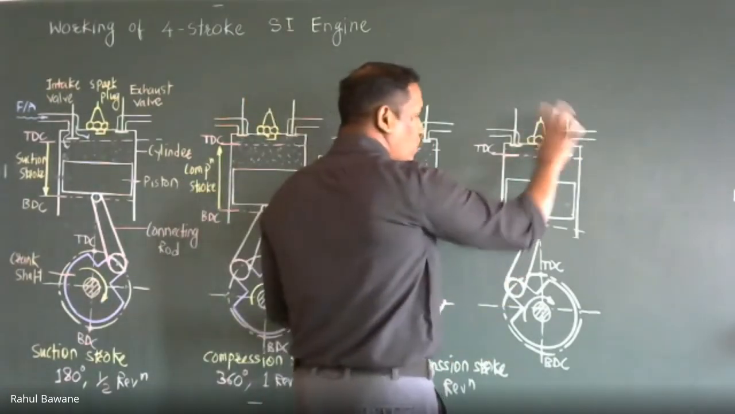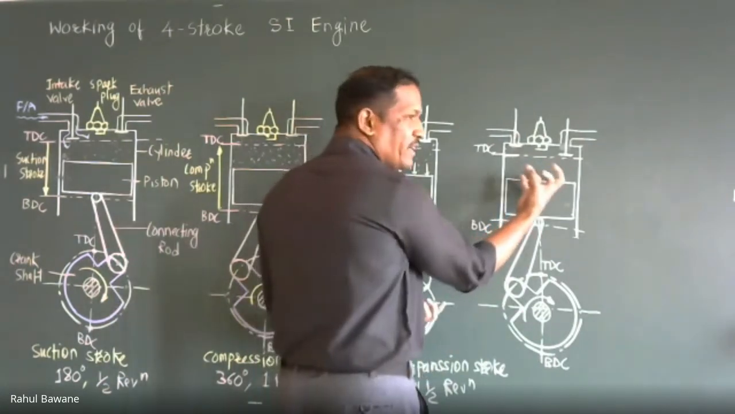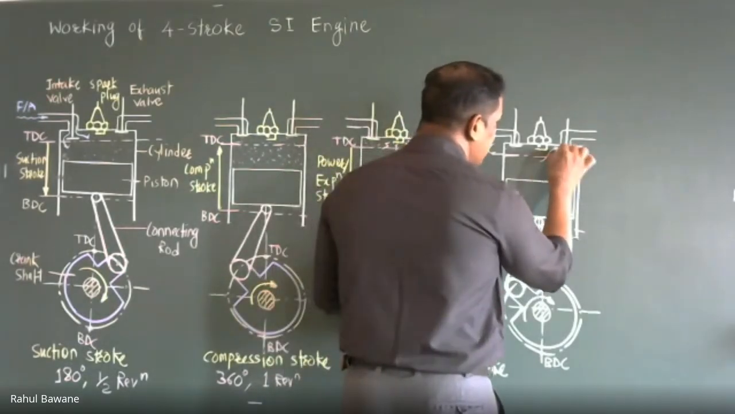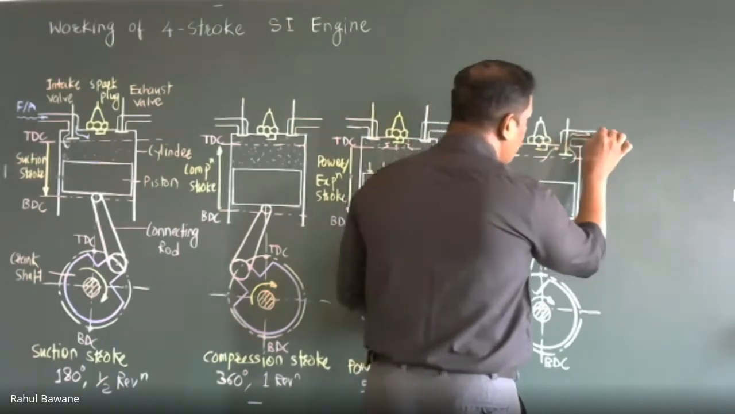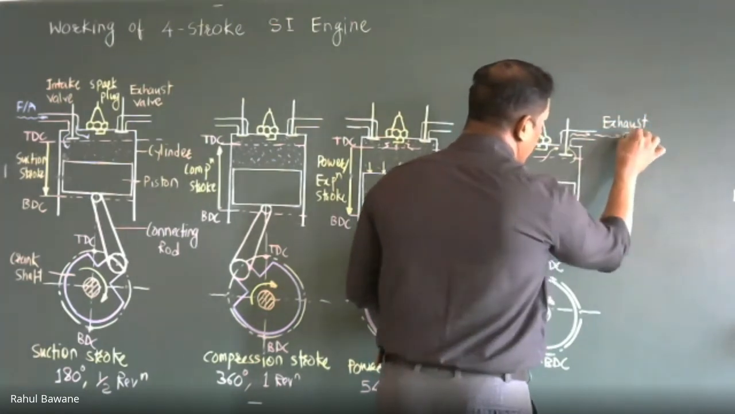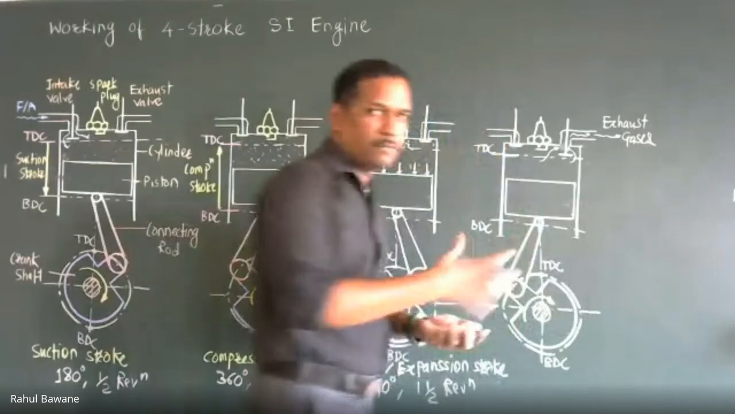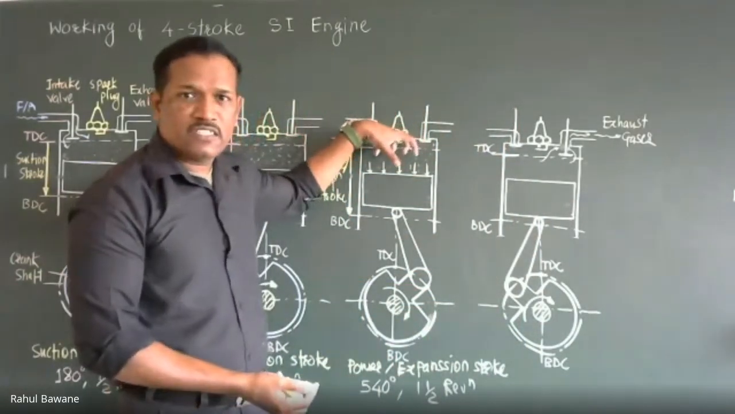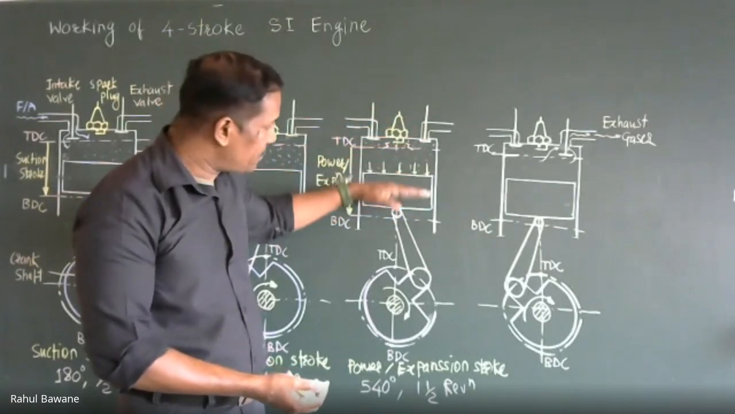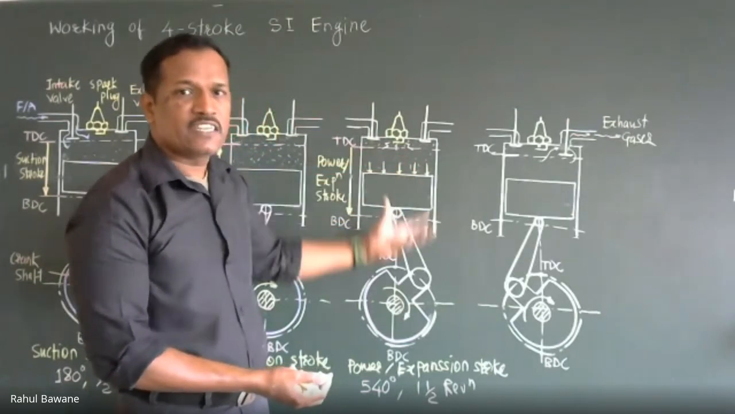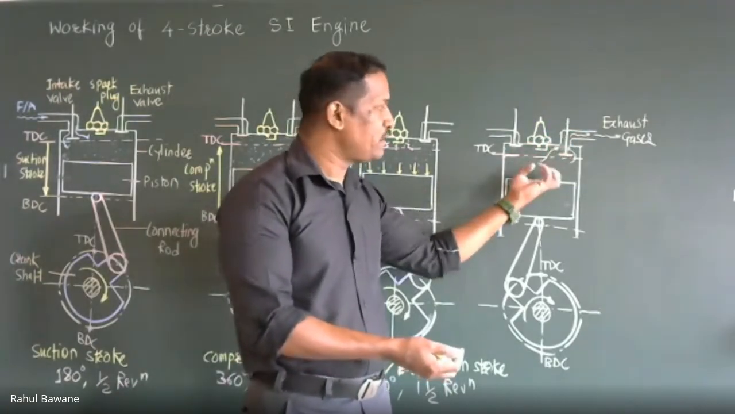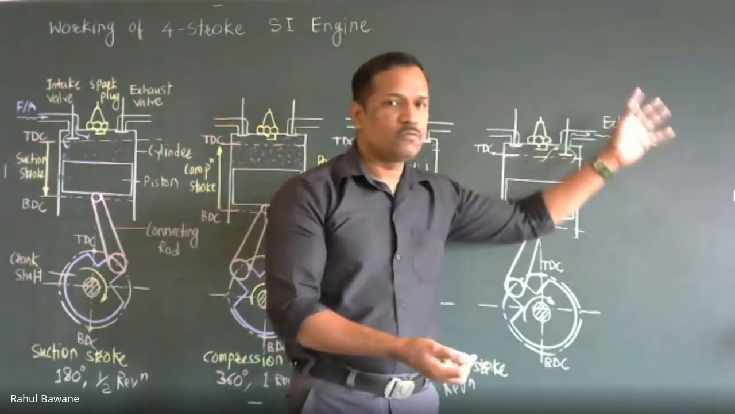That time the exhaust valve will open, and whatever burning gases have an excess pressure, due to its own excess pressure, as soon as this valve opens, all these burning gases start moving out. Due to self pressure, whatever the pressure inside the burning gases is, it is pushing the piston towards BDC, correct? But when the piston reaches BDC, it doesn't mean all pressure is released. Still, that exhaust gas has a pressure. So as soon as the exhaust valve opens, due to self pressure, all these exhaust gases start to move out.